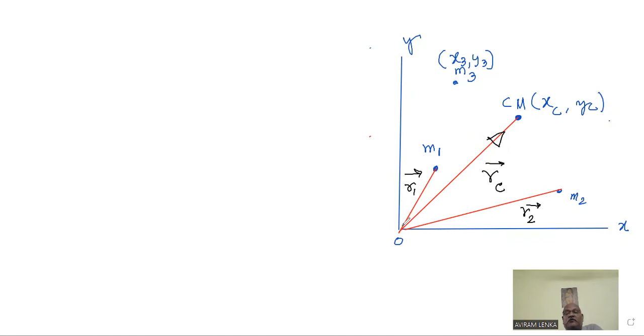Position vectors are radius vectors. M1 has a position vector R1. Obviously, the position vector of a point is usually given in terms of its x coordinate and y coordinate, xi cap, yj cap, and zk cap, if the z coordinate is available. I am writing it completely. So the position vector contains both x and y coordinates.